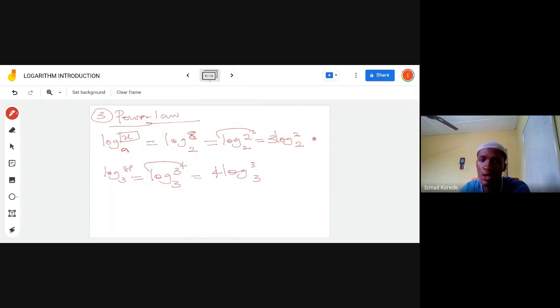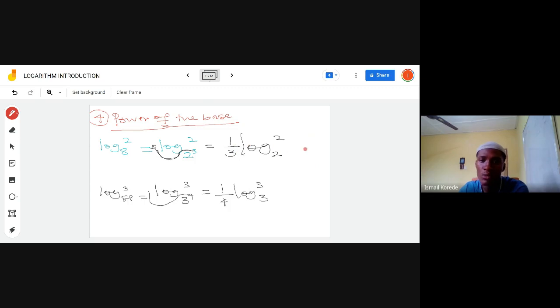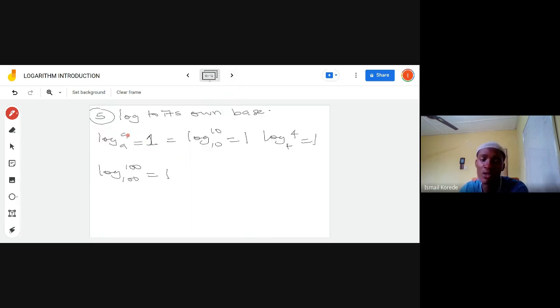Here we have 3 log 2 base 2. So we just have 3 times 1 because log 2 base 2 is 1. So we have our answer to be 3. Here we have 4 log 3 base 3. So that's just 4 times 1, which is 4. So here we have 1 over 3 log 2 base 2. So that's 1 over 3 times 1, which is 1 over 3. Here we have 1 over 4 log 3 base 3. So we have 1 over 4 times 1, which is 1 over 4. Okay. So with this solution, you can see that we were able to finish off all what we started with.